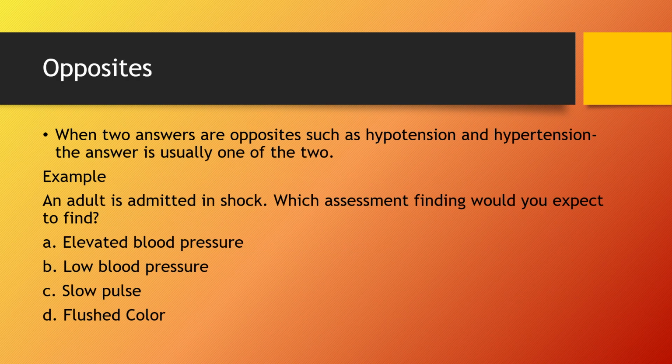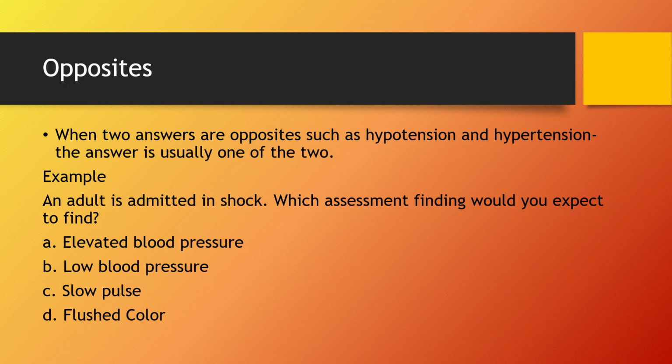All right, opposites. When two answers are opposites, such as hypotension and hypertension, the answer is usually one of the two. So this is an example question. An adult is admitted with shock. Which assessment findings would you expect to find? All right. So slow pulse and flush color. Those are your two distractors. We can go ahead and knock them out. So you pretty much have to know what shock is.